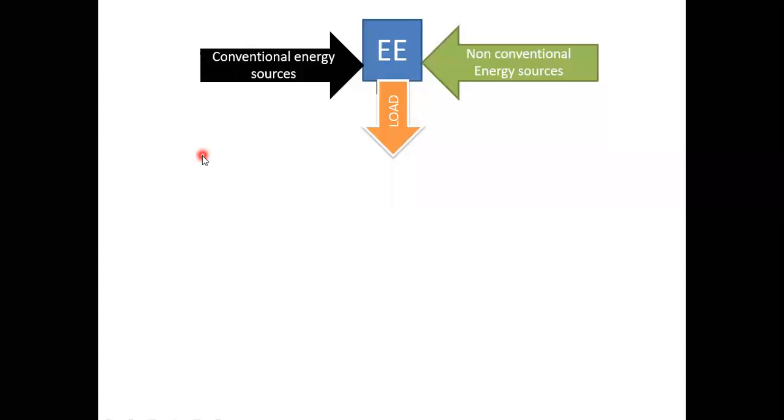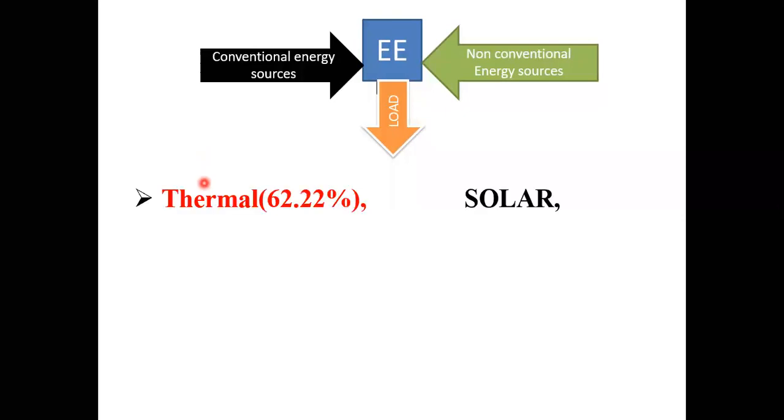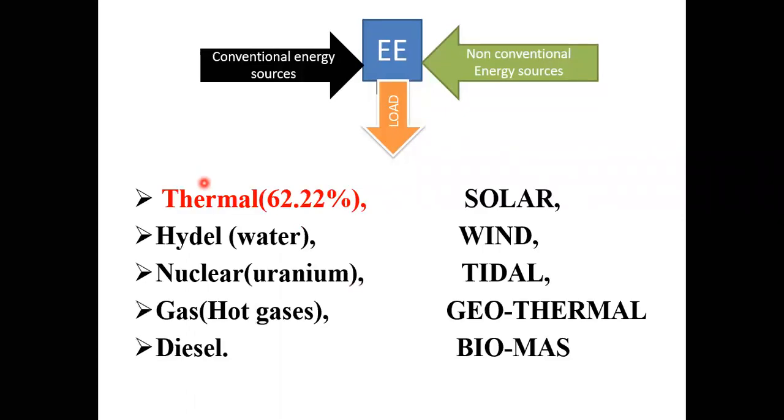So what are the sources that come under conventional energy sources, and similarly, what are the sources that come under non-conventional? Let us look at those sources. These are thermal, hydro, nuclear, and gas and diesel. These sources come under conventional energy sources. And coming to the RES or non-conventional sources: solar, wind, tidal, geothermal, and biomass. These sources come under RES. RES means renewable energy sources.